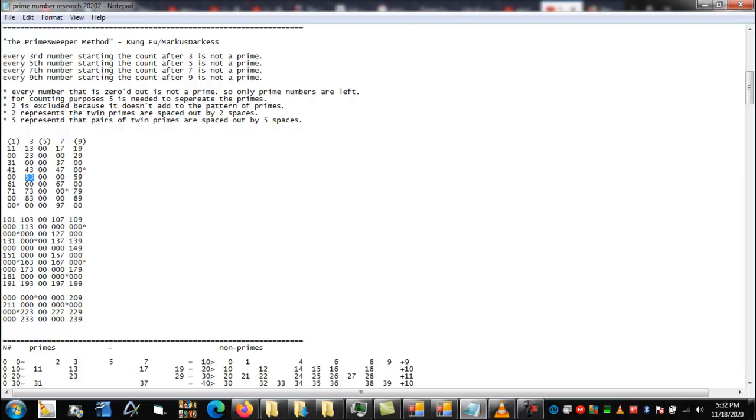So the next thing will be to create a program. That's something I wanted to do once I got a pattern that I would like to be able to use and turn into a program. So you can see up here, I put every third number starting the count after 3 is not a prime, and then 5th, 7th, 9th, and so forth. It just kept on going. At first, I thought it might only be 3, 5, 7, 9, or just 3, 7, 9. But it turned out that it was actually way more than that, because you can count 11 and get that result, count 13 spots and get that result, 17 spots.